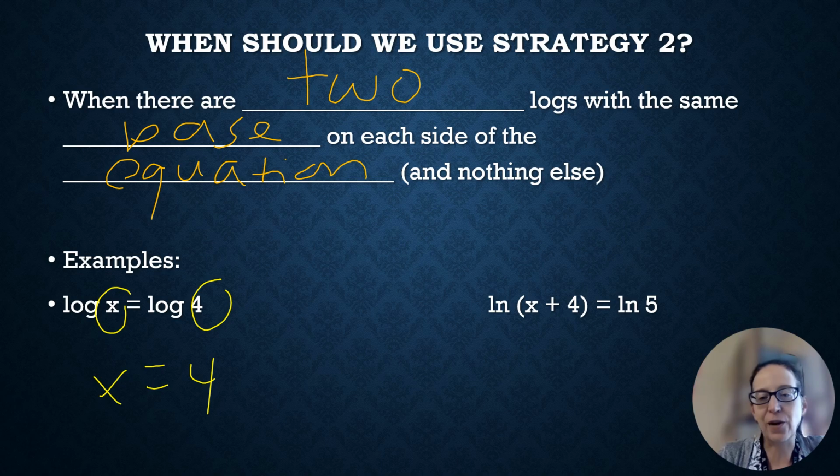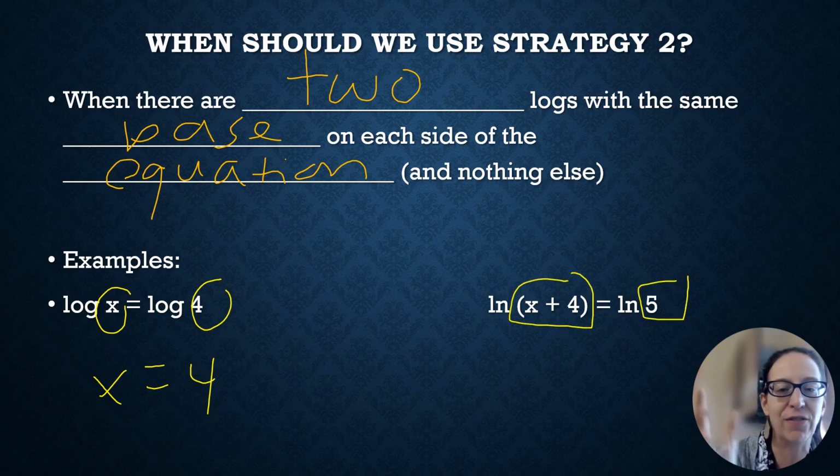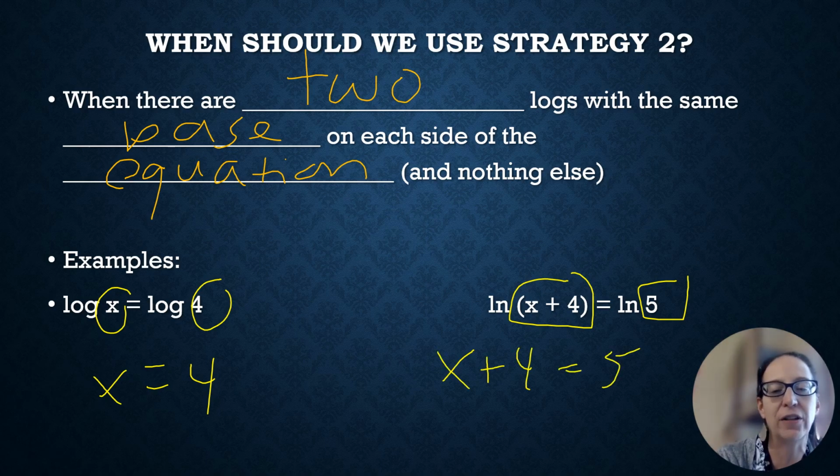Over here on the second one, we have the natural log of x plus 4 is equal to the natural log of 5. And as long as you have that set up where you have the same log on both sides, don't say cancel the logs, and definitely don't say divide by the logs. There's no division happening here at all. You cannot just divide by a log. It just doesn't work that way.